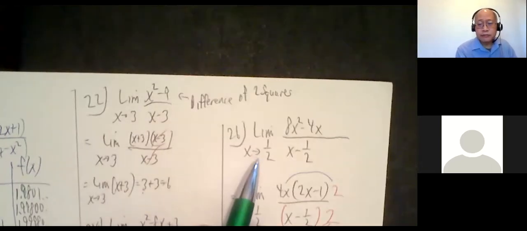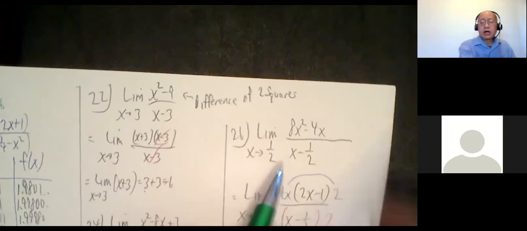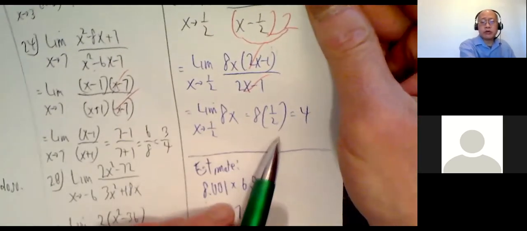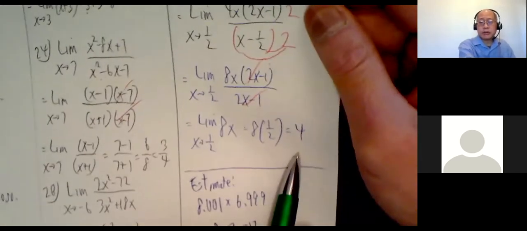Okay. So again, even though you're not allowed to plug in 1/2, you'll be divided by 0. I can plug in numbers that are very close to 1/2, and if I do that, my answer should be close to 4.